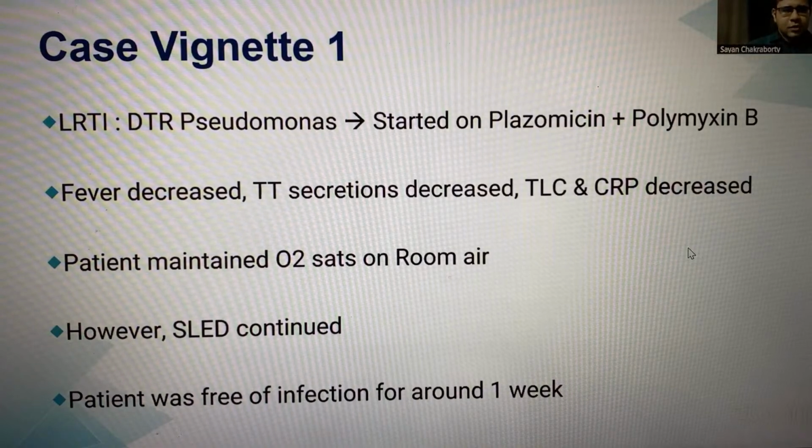So anyway, by this combination, the fever decreased and the TT secretions also decreased. There was decrease of the inflammatory markers as well. Patient maintained the oxygen saturation and she was put on room air. However, the dialysis had to be continued and it could not be stopped. And it responded quite well. The patient was free of infection for around 1 week. So we are quite lucky about that.